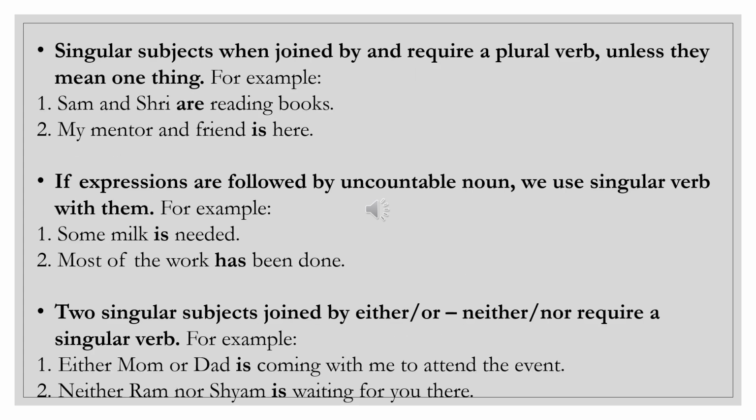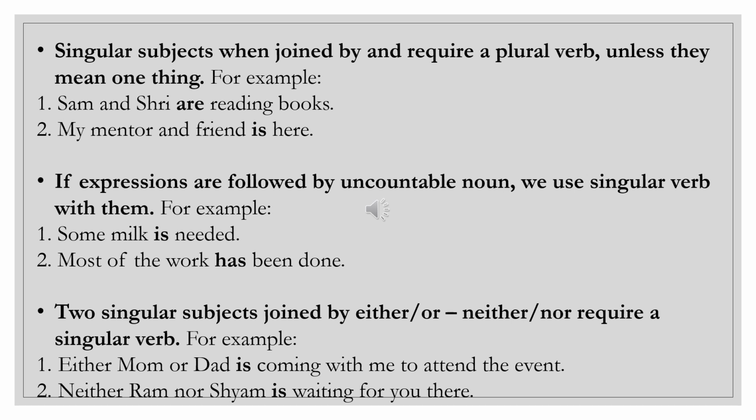Now, the next rule, singular subjects when joined by and require a plural verb unless they mean one thing. Now, for example, Sam and Shri are reading books. Now, Sam and Shri are two different people. That means that they are plural subjects. So, we are using the plural verb are.